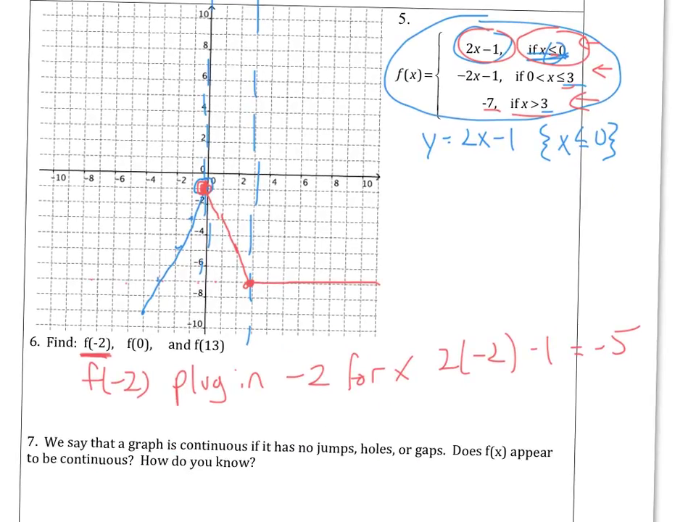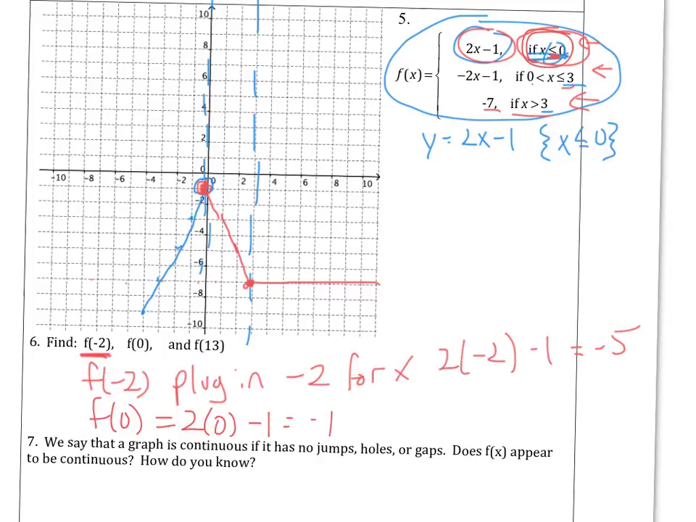F of 0, that's going to be the same thing. We're going to plug 0 in for x. And it looks like that's going to tie to the first one too, because this one includes 0 while this one does not. So I'm going to plug it into the same equation. So 2 times 0 minus 1 is equal to negative 1.